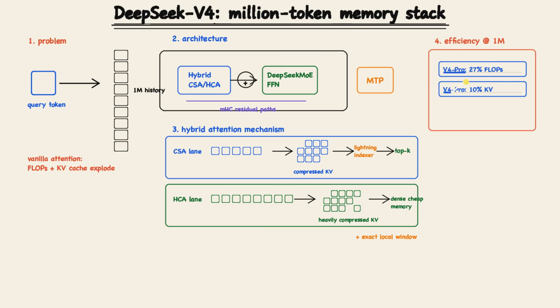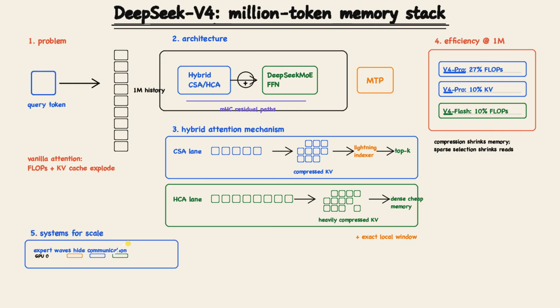HCA is the other lane, heavily compressed attention. Instead of 4 tokens per block, the paper uses much heavier compression, with M prime much larger than M. So HCA is less detailed than CSA, but it gives the model a cheap global memory. That is the trade. CSA is selective detail. HCA is coarse background context. Together, they make 1 million tokens less absurd.